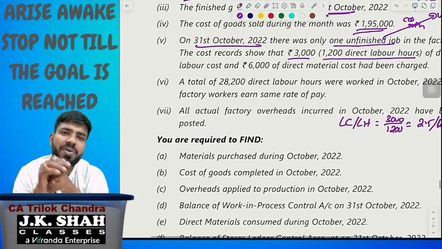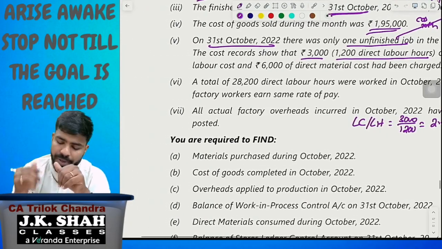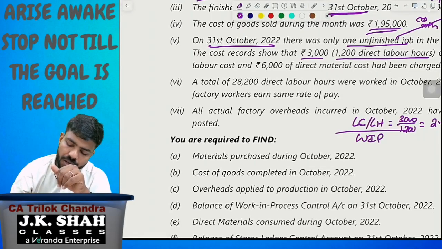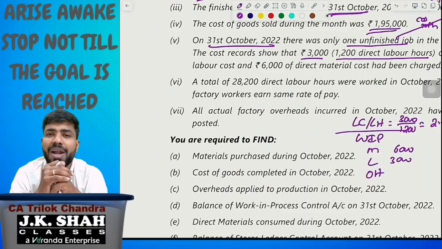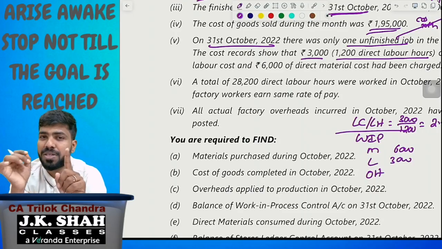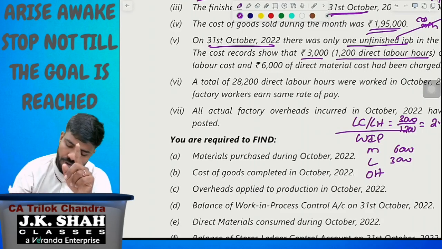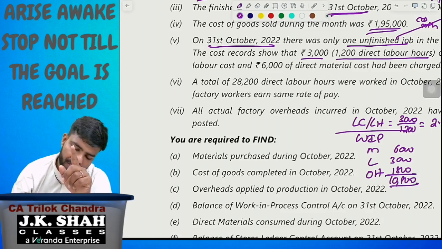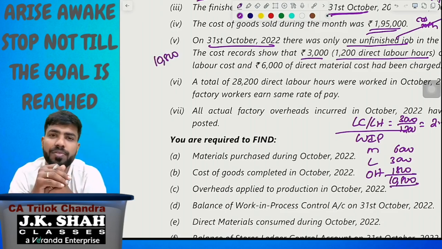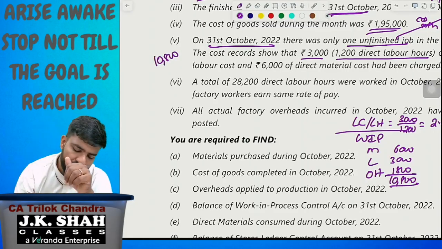One more thing. When it comes to point number 5, we need to know how to evaluate WIP. For the closing stock of WIP, material 6,000 and labor 3,000 give the prime cost. Add overheads. How to add overhead? For every 1 hour, 1.5 rupees. So 1,200 into 1.5 is 1,800, which together comes to 10,800. 10,800 is the closing stock value of the work in progress. Are you understanding?